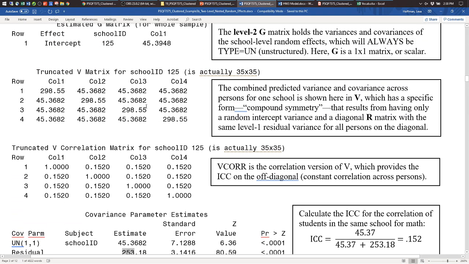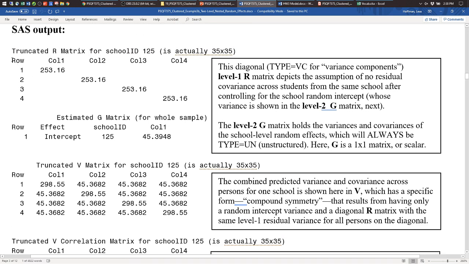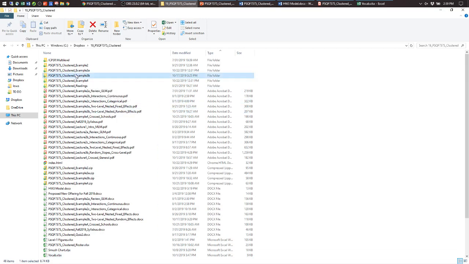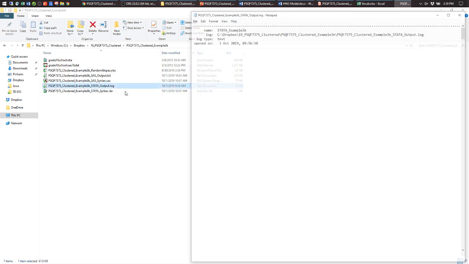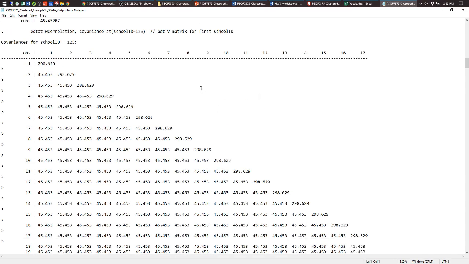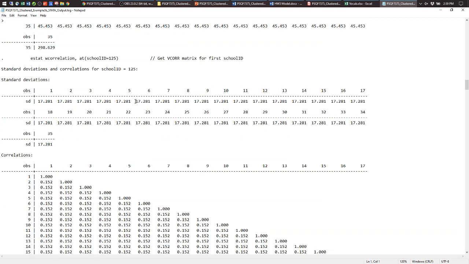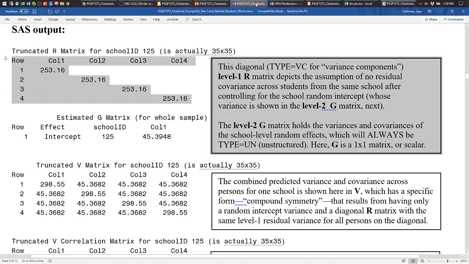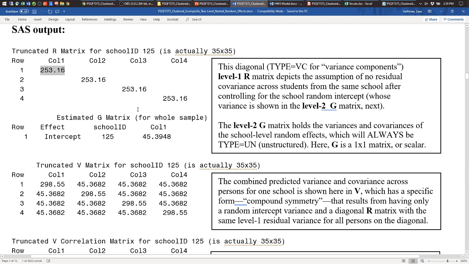Now those 2 numbers, I can show you where they go to build that correlation. So first off, this is my R matrix. I've noted that it's truncated. It's actually a 35 by 35 matrix because that's how many students are in school 125. If you want to see the original, let me get the Stata output here. There it is. That is the W correlation. R actually doesn't show up in Stata for whatever reason. I can't get an R matrix. I can get G and V though. But here, this is saying that the residual variance across people is 253.